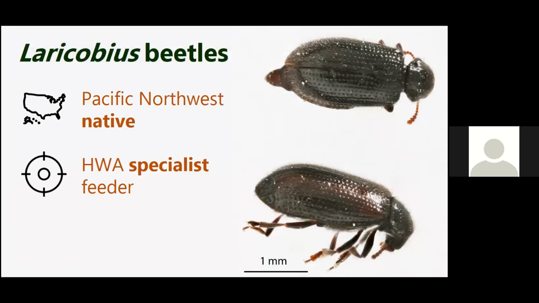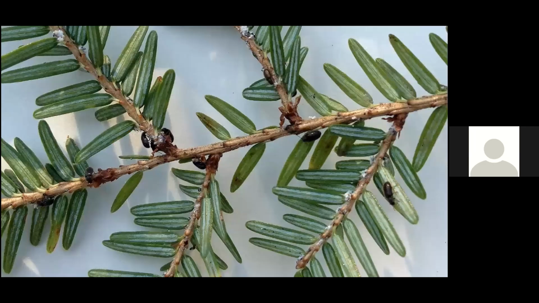The eggs hatch into beetle larvae. The larvae drop into the soil and pupate, and then emerge as adults in the fall to begin feeding on HWA again. And we've released 9,705 of these beetles in New York. Our lab has been releasing Laricobius since 2008. So there they are in the lab feeding on HWA.